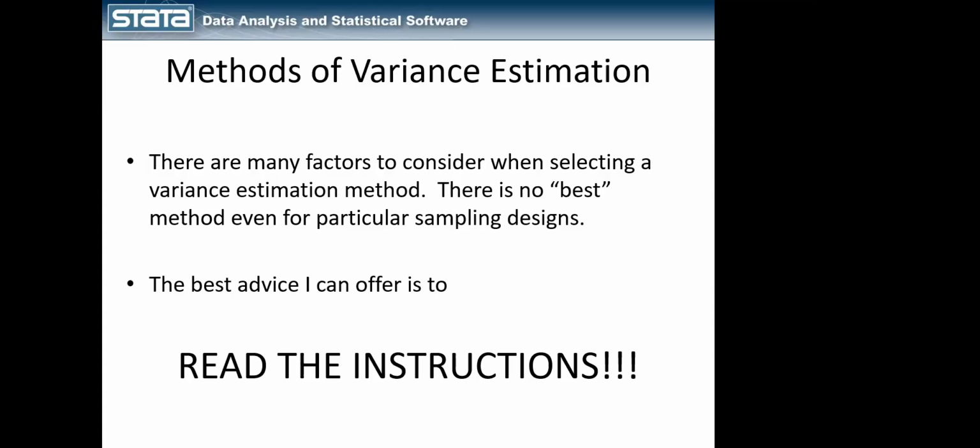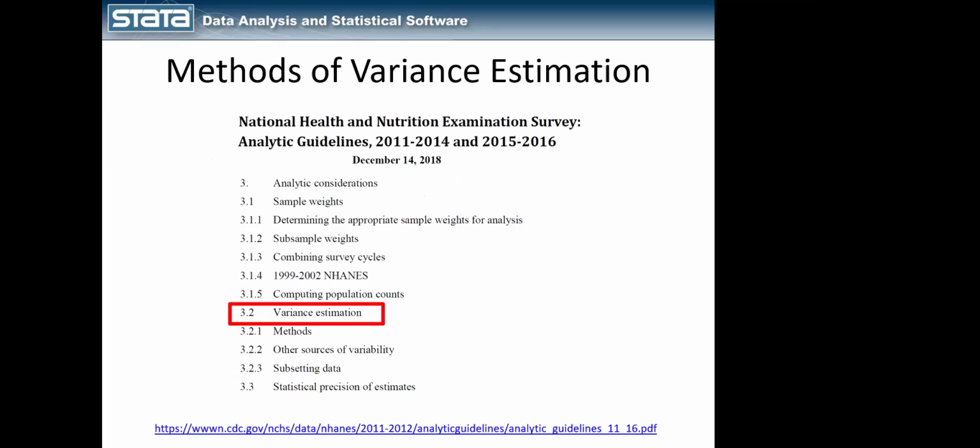And so if you get a data set, your job is not to figure out which one would work best. It's the job of the person who designed it and collected the data to tell you which variance estimation method you should use with the design that they gave you for the data set. So what you need to do then is read the instructions. The instructions should, and almost always will, come with instructions.